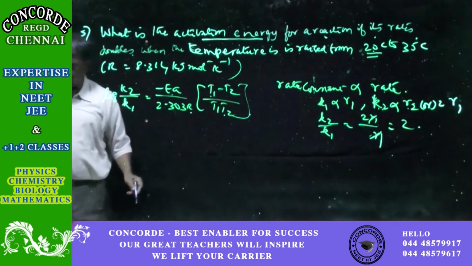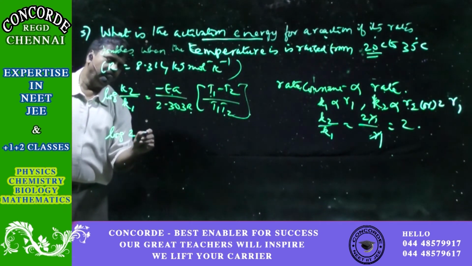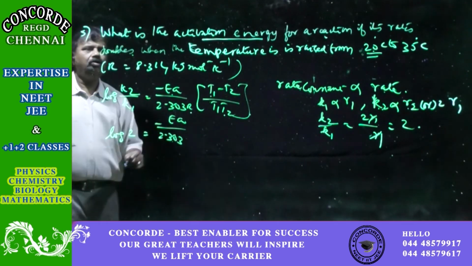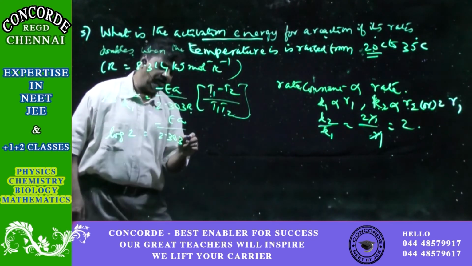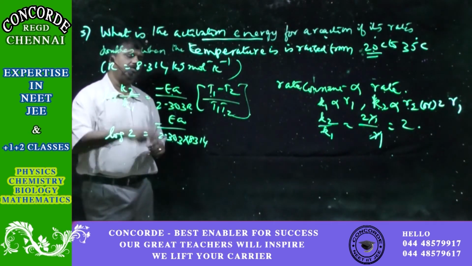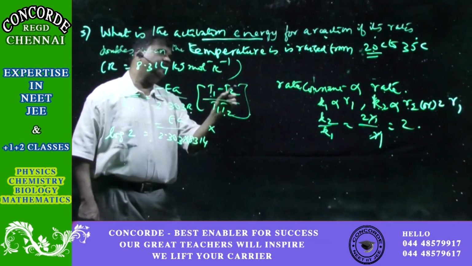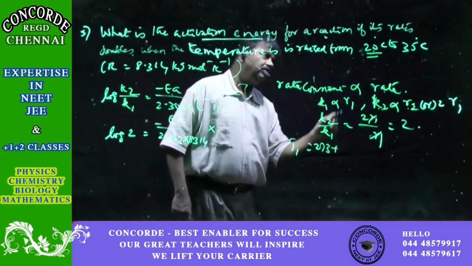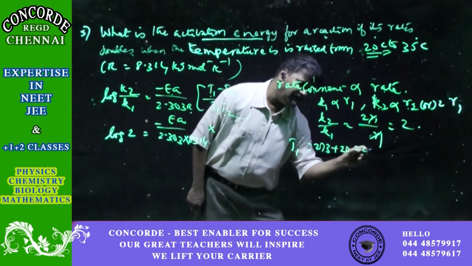Once you substitute this K2 by K1 here, the equation becomes log 2 equals minus Ea by 2.303 times 8.314, and of course we are having it in kilojoules, so let us have it in joules, 8314 joules, because 1 kilojoule is equal to 1000 joules, into (T1 minus T2) by T1 T2. T1 is 273 plus 20. Because this is in Celsius, we have to convert it to absolute. 273 plus 20 is 293 Kelvin.